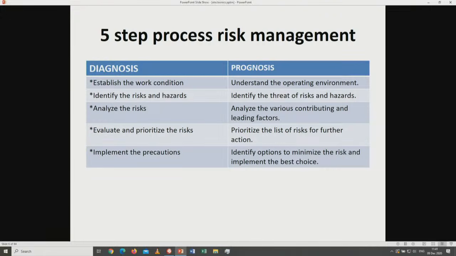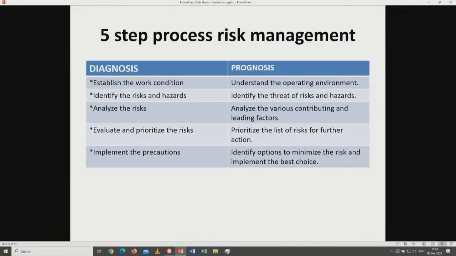5 steps of risk management. We've got diagnosis and prognosis. Under diagnosis, step 1, we establish the working condition. Then on prognosis, we understand the operating environment. Then step number 2 on diagnosis, identify the risk and the hazard. Step number 2 on the prognosis, identify the threat of risk and hazards.